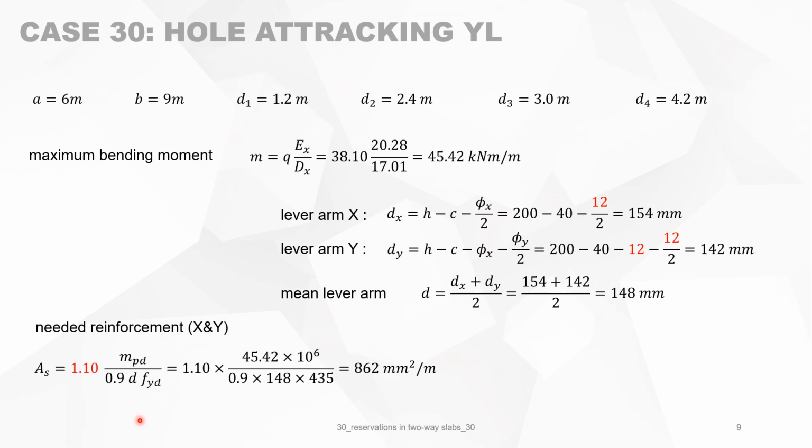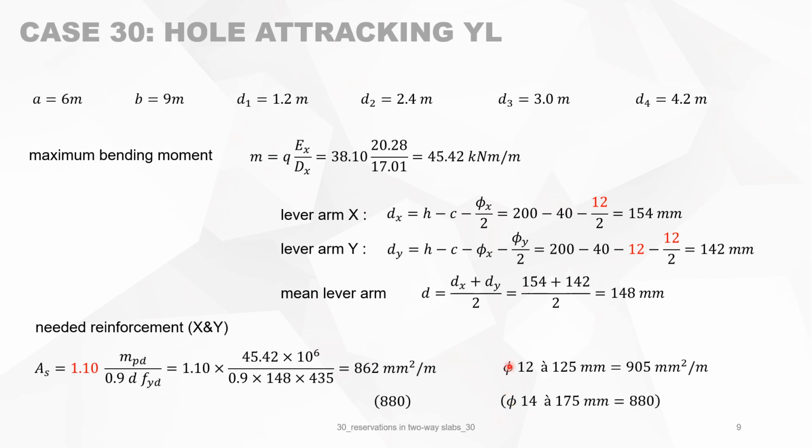And the needed reinforcement is 1.1 times the maximum bending moment divided by the lever arm and divided by the yield strength. And we need 862 square millimeters per meter, or diameter 12, 8 per meter is okay. It's 905. So it means top, bottom, X and Y direction. So 4 times 8 diameters 12.